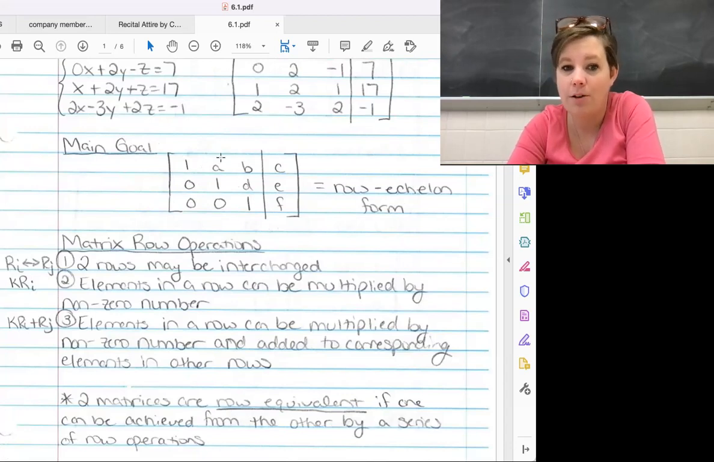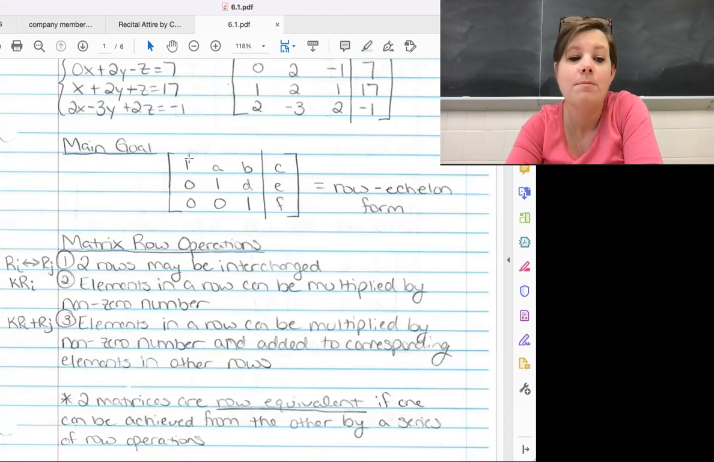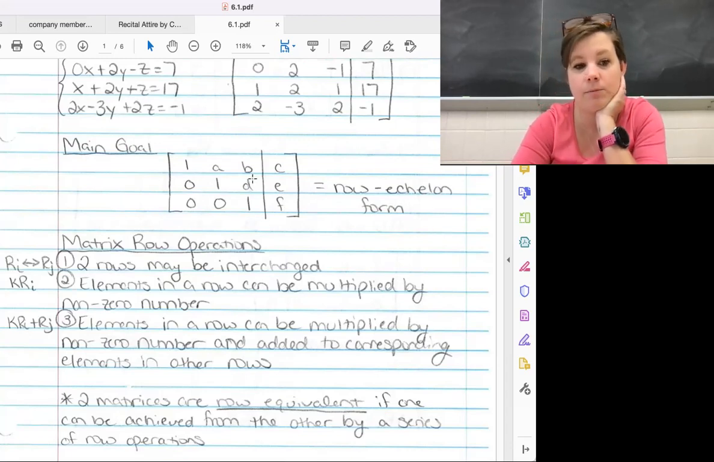These A through F letters are just variables, so those will just be random numbers like 1, 4, 7, whatever. It doesn't matter what those are. That's why they're represented by letters. The diagonal of 1s and then the 0s are what you need to get in order to get to row echelon form. So that is your end goal with what we're going to be doing here in just a little bit. So I wanted to note that there.